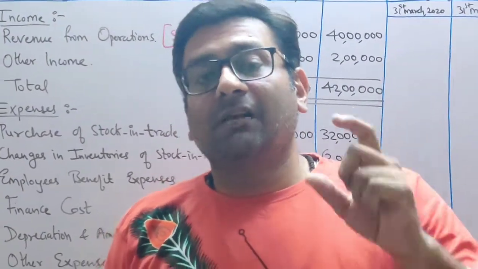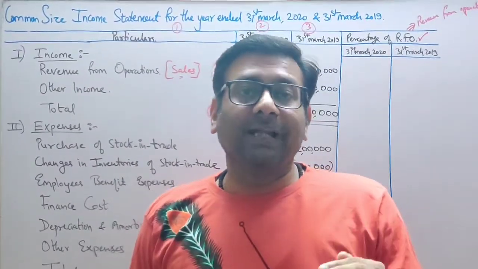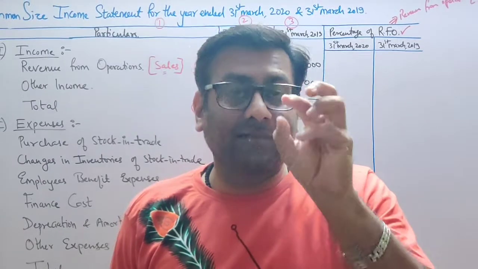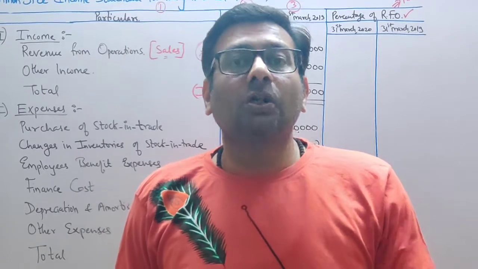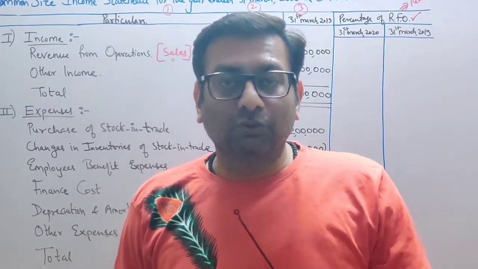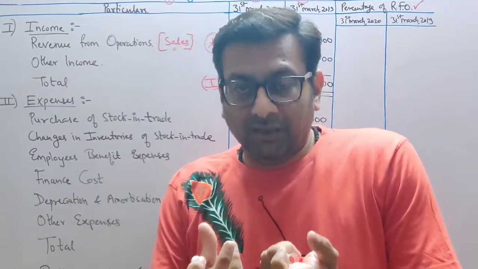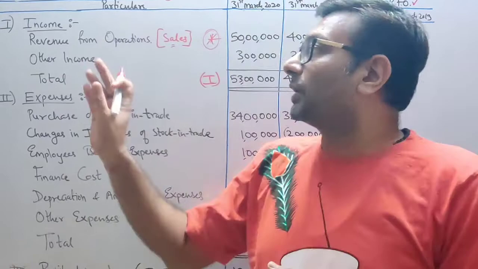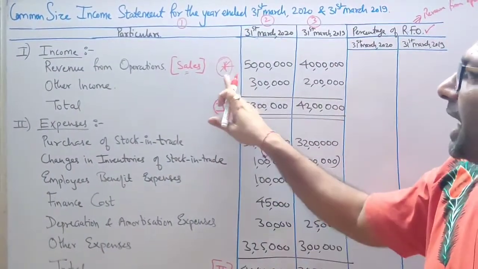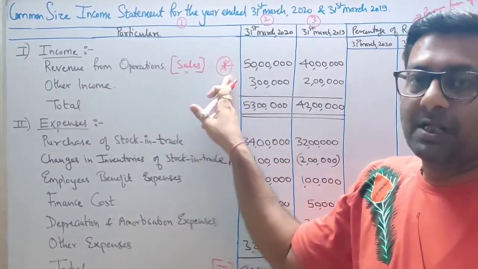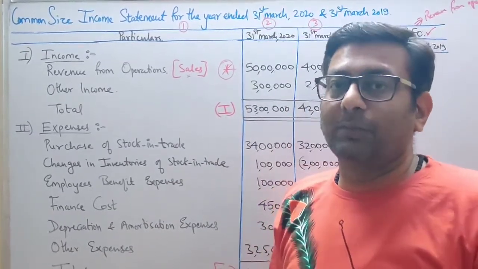And remember students, when we did the common size balance sheet, what was your common item there? The common item there was the total of your liabilities and assets. So do watch that video where I have explained the common size balance sheet. Today in this video we are doing the common size income statement. So keep in mind that when you are making a common size income statement, you have to take RFO as the common item. And when you make a common size balance sheet, the total will be your common item. I hope I'm clear with this.